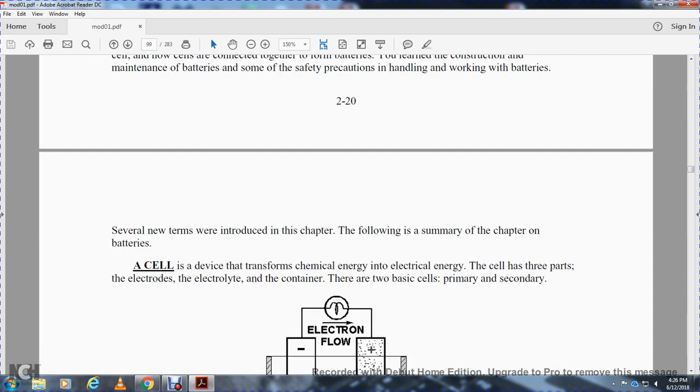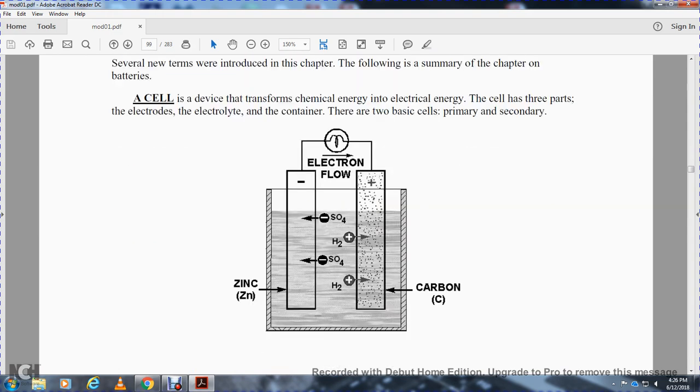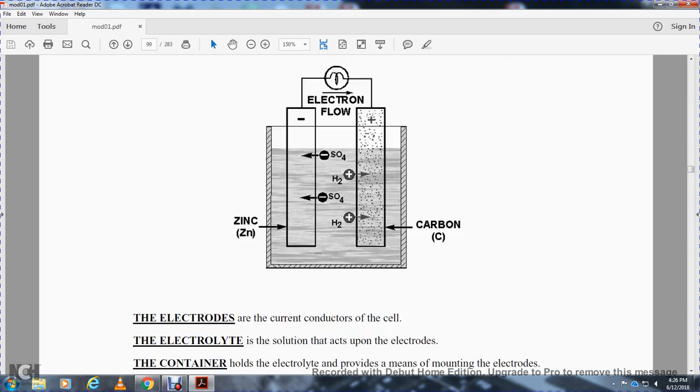A cell is a device that transforms chemical energy into electrical energy. Cells have three parts: electrode, electrolyte, and container. The two basic cells are primary and secondary. Electron flow: the zinc and the carbon electrode, one anode, one cathode.